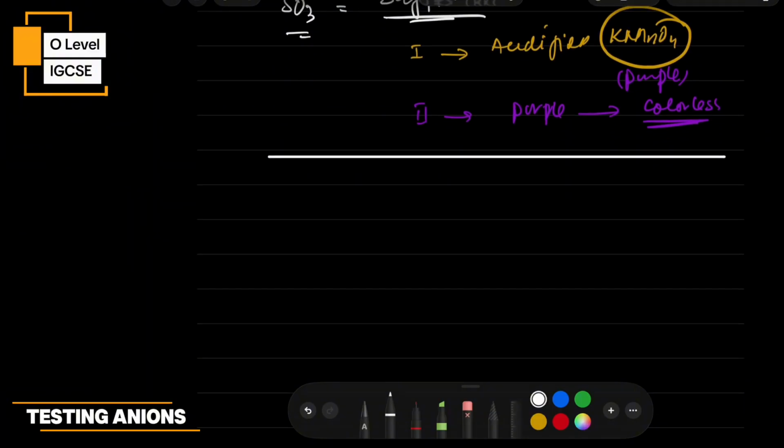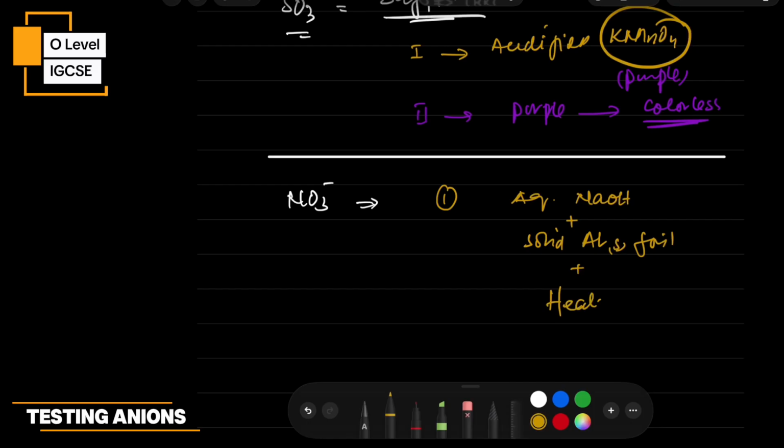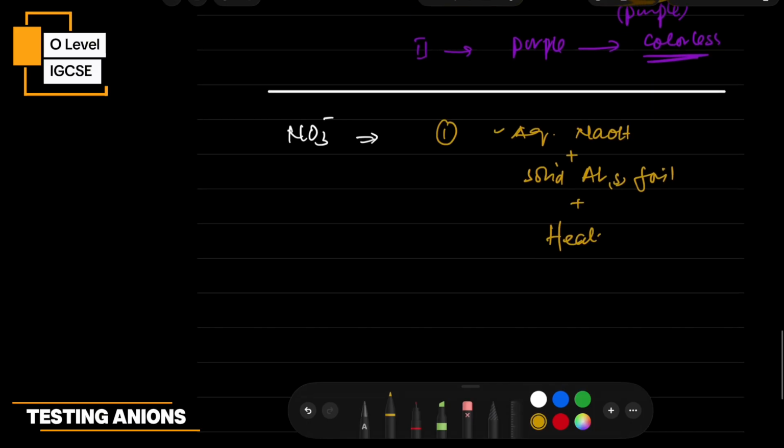The next one is nitrate ion, NO3 -. In this case, there is no need to add nitric acid. That acid, nitric acid, must not be added. So number 1, we are going to add aqueous NaOH plus solid aluminum metal foil. Then we are going to heat. So there are basically two main reagents, and one condition, heat.